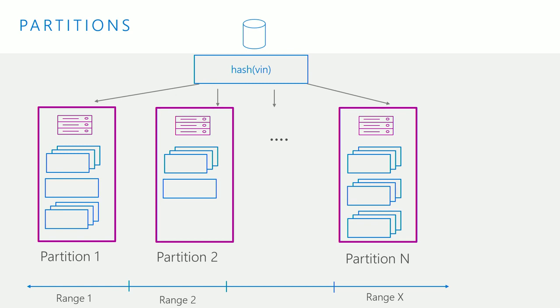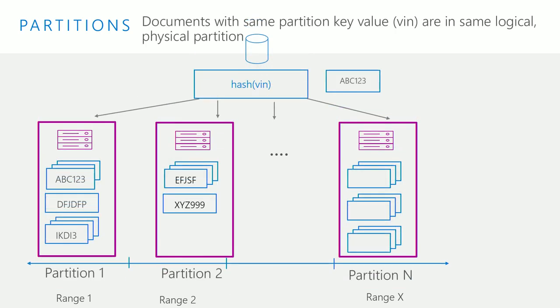So in our case, for IoT data, if we partition by something like vehicle ID number, then any data with the vehicle ID, let's say, 1, 2, 3, is going to live in the same partition as all the other data with 1, 2, 3. A new document comes in, let's say XYZ, it'll get hashed to a range, the range will match its partition, and then the data will live there.